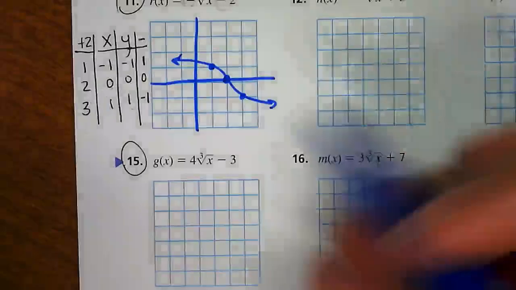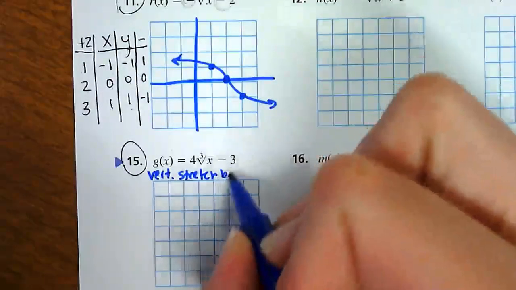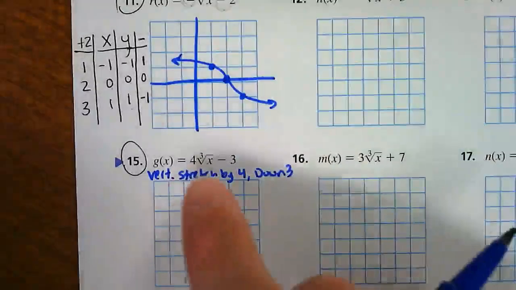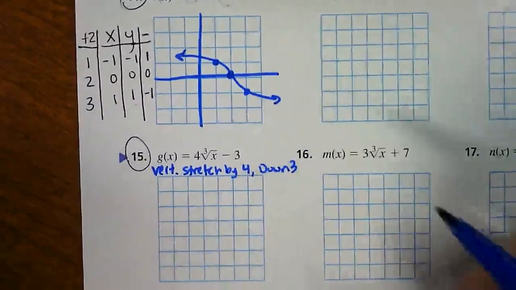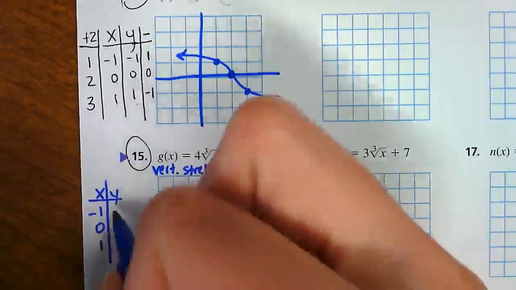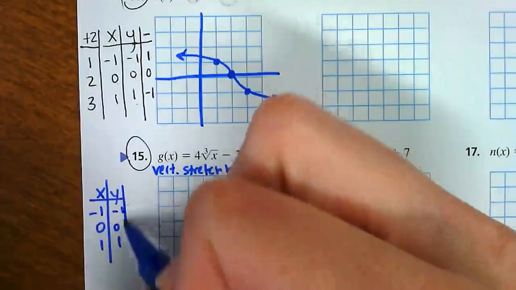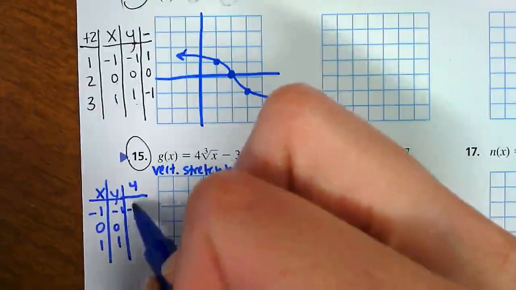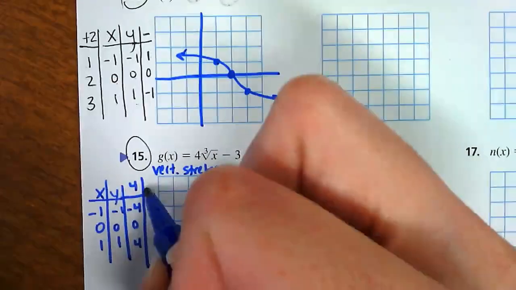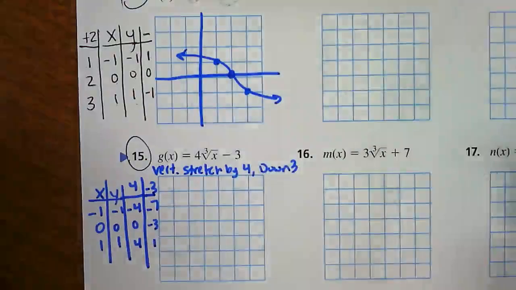For number 15, there is a vertical stretch by 4, and it is down 3. Both are on the outside of the function, so both are changing my y values. My parent function, this is what I'm starting with. Vertical stretch by 4 means I'm multiplying all my values by 4. Down 3 means I'm subtracting 3. -7, -3, and that would be 1.